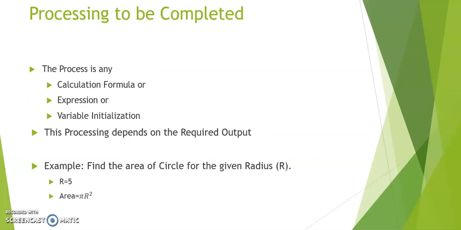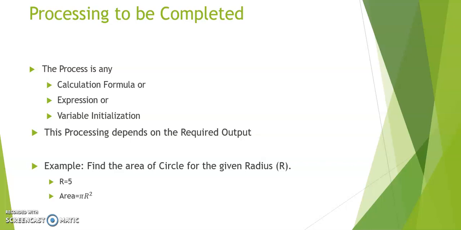And what processing is to be completed? The second requirement of a flowchart is processing to be completed. First we have to define the process. What is a process? Process is any calculation, formula or expression or variable initialization. This process depends on the required output. What output is required? This processing actually also depends on that output.